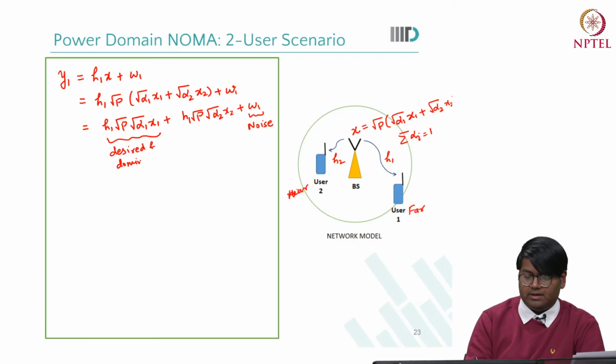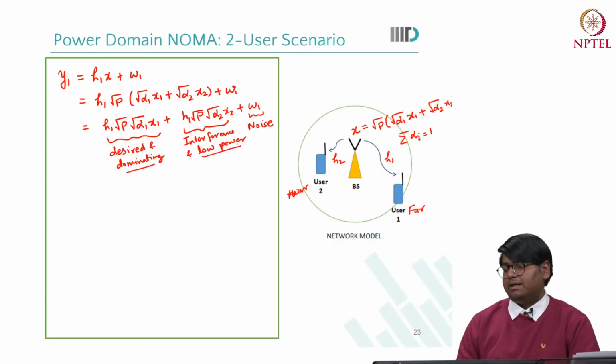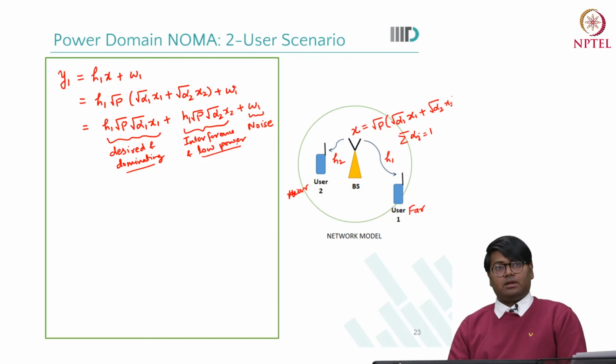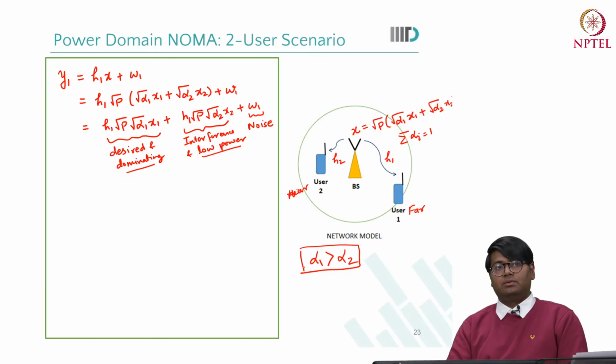Now let me come to this point as well, how I define it to be dominating. This is nothing but my interference, and it has got a low power. So how do I define it to be dominating and low power? It is basically for the far user. More power is allocated for the far user because it has to travel a longer distance. So the power assigned to the far user is indeed more compared to the near user. So for this case, alpha 1 is greater than alpha 2. That is, the power allocation factor associated with user 1 is greater than the power allocation factor associated with user 2.